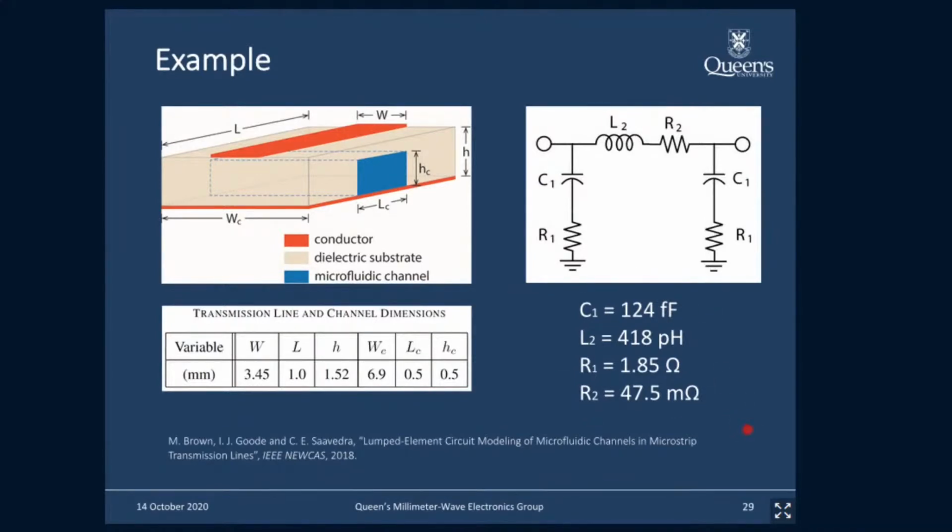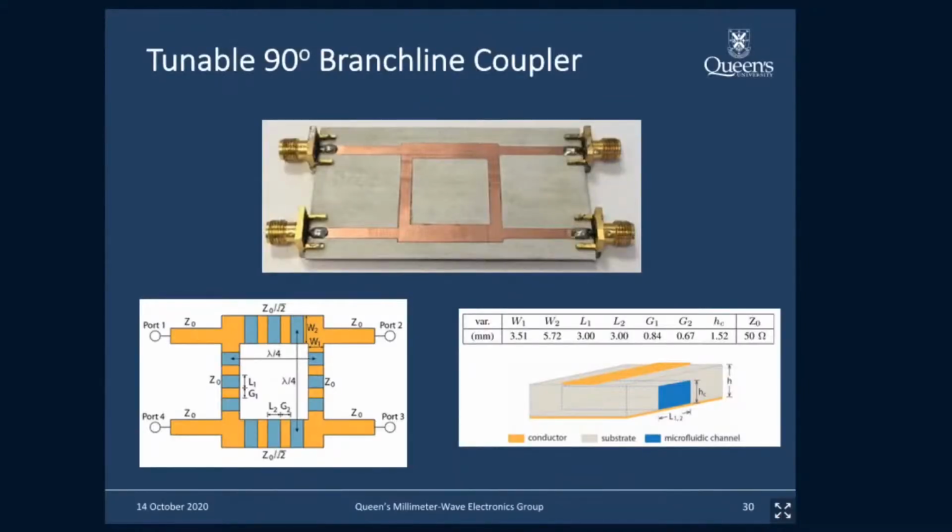Okay, so we have a model. What can we do with it? What's next? What we did then was use this model for something of actual engineering use. One very commonly found component in RF systems is the 90-degree branch-line coupler. It's a power splitter. So here, I'll change color again.